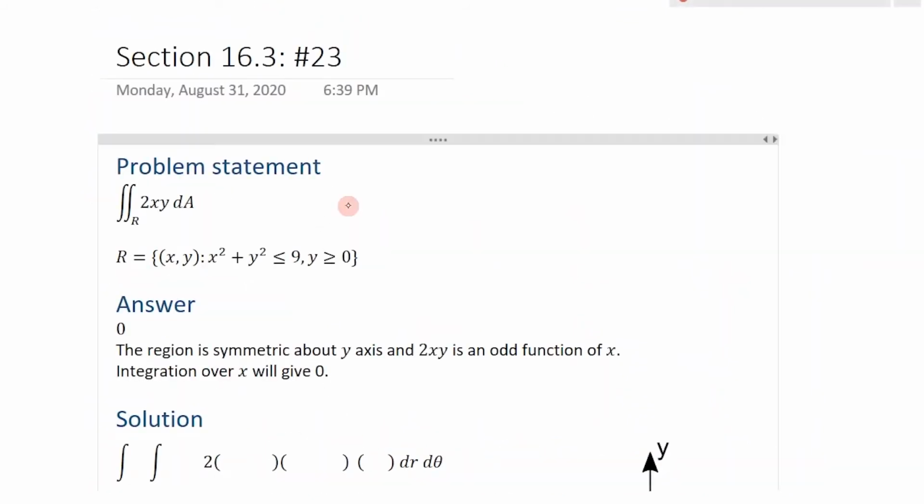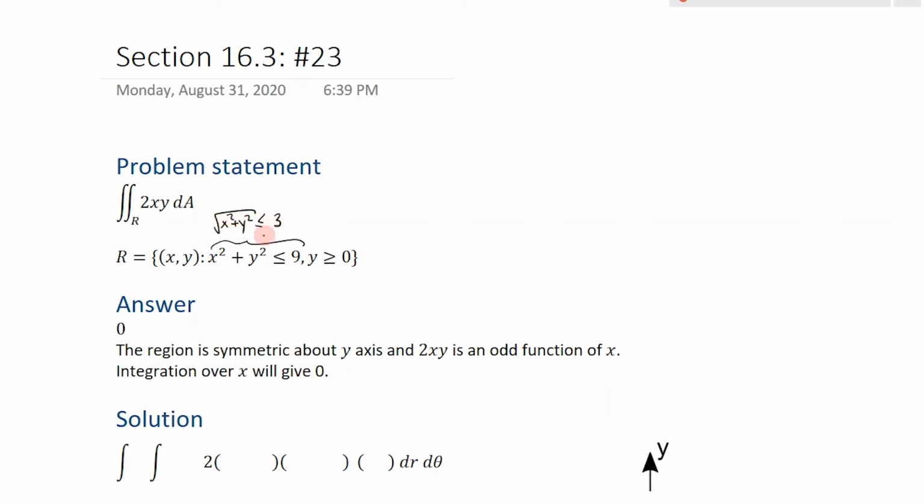Problem 23 from 16.3, you need to integrate the function 2xy. It's a double integral over a region on the xy plane where x squared plus y squared is less than or equal to 9 and y is greater than or equal to 0. This region is the same thing as saying that the square root of x squared plus y squared is less than or equal to 3.